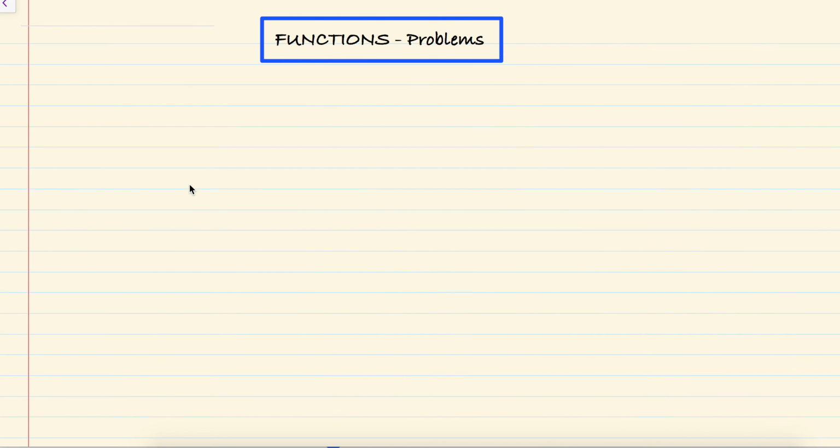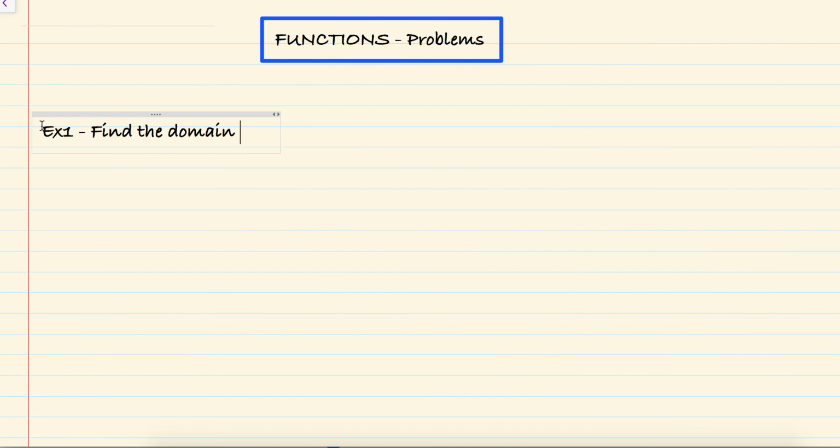So in this lecture we will be solving some problems related to functions. So let's quickly start. Our first problem for today is: we are given a function, and we are asked to find the domain.